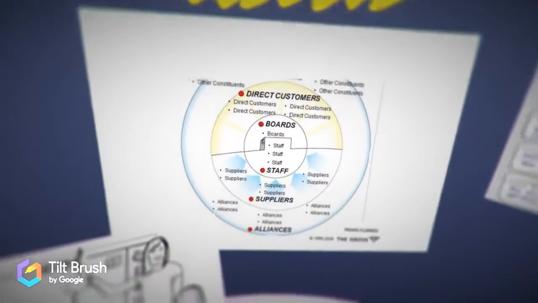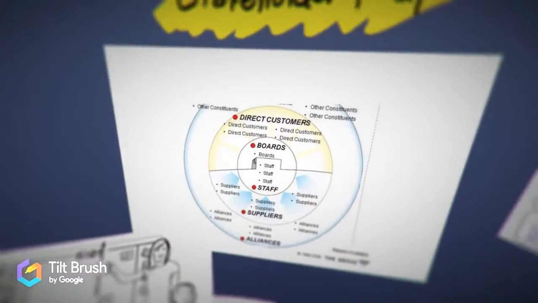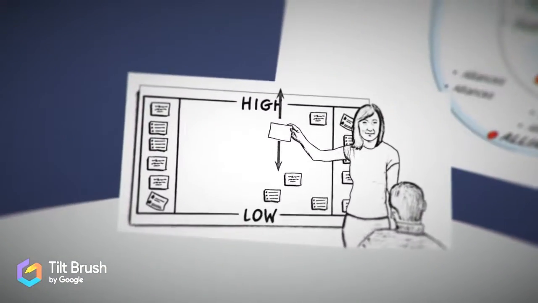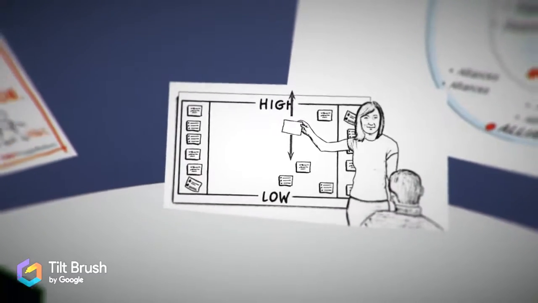This could be something using a template like this to identify who are our key stakeholders. What we're really after here are the key customers. It could be something even more simple than that, to do a high-low. Who are the ones that we think are the most important to us with regards to our strategy?